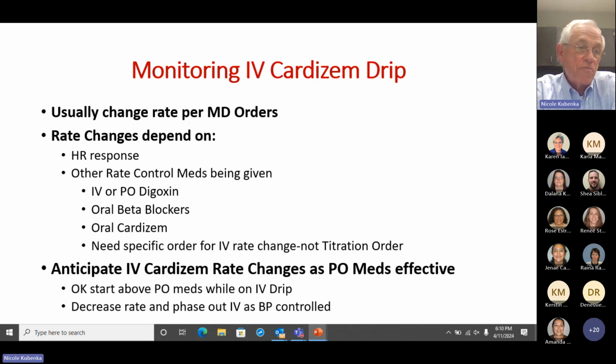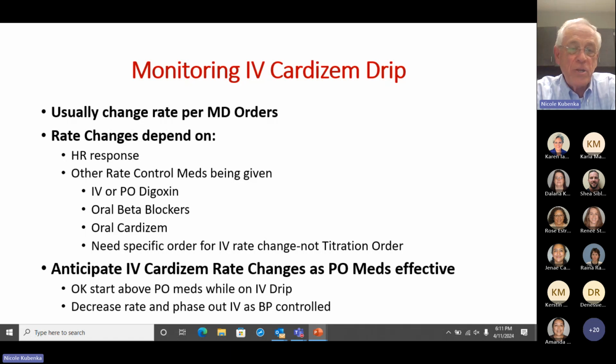How fast you are able to come off the Cardizem depends on what other medications have been started. Usually something is started orally, so as it kicks in, then you can come down on the drip. It's okay to start oral Cardizem while you're giving IV Cardizem. Don't let the pharmacy tell you otherwise, because if you don't start the PO while you've got the IV going, then you're starting over with the PO. But that's got to be the doctor's orders. Pharmacy will call for clarification.